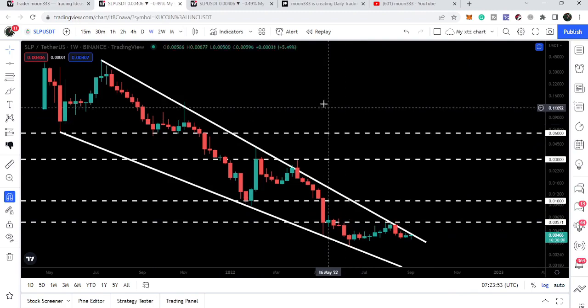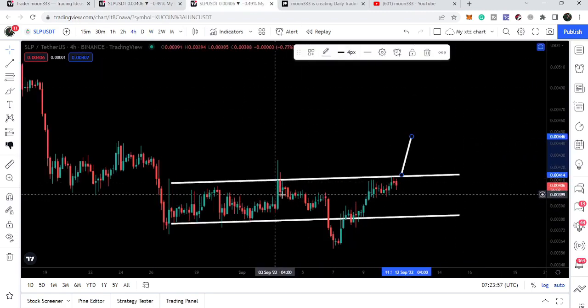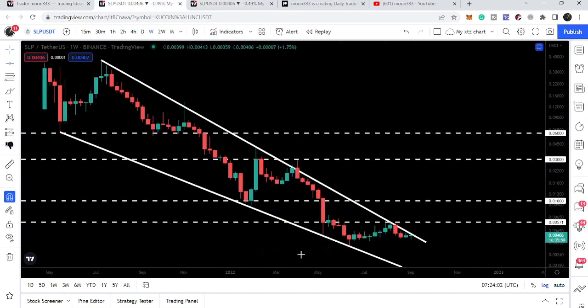Therefore, the next few hours or even movements can be really very important. On the 4-hour time frame, we are moving in this up channel, and if we break out this channel, then this very big move can be started. So this was the update so far.